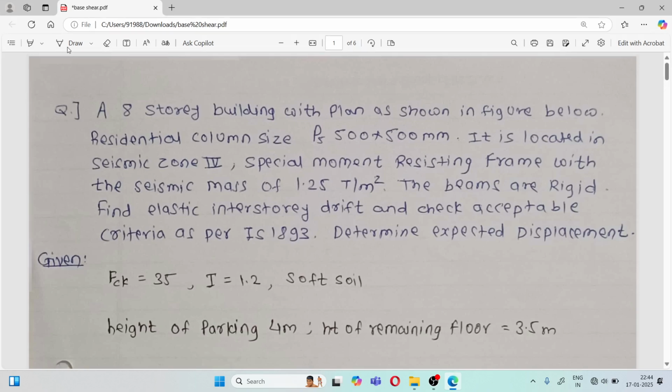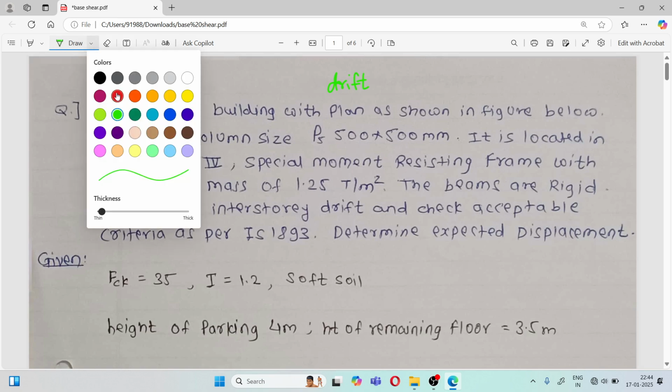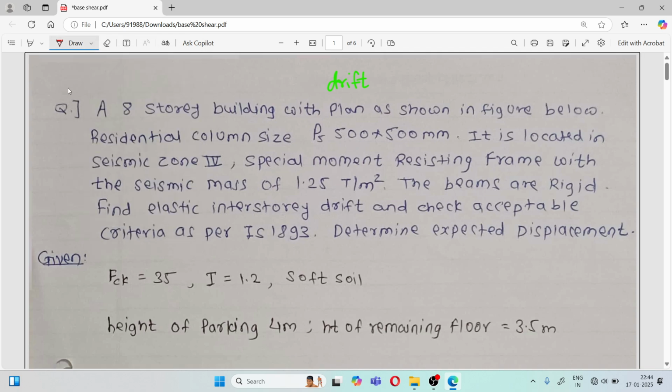In this video, we are going to see how to calculate the displacement of the storey as well as the drift. So basically, we are going to learn this using an example, means we are going to learn this practically, not theoretically. Okay. So first, I will read the problem.